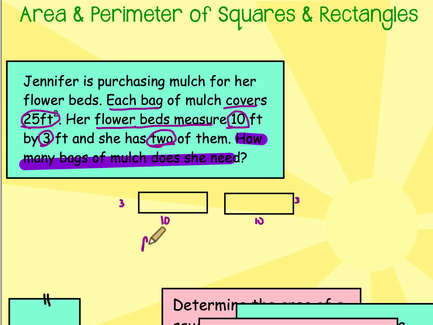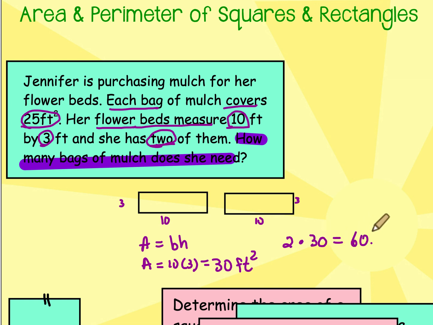So the area of this would be base times height, and that would be 10 times 3, which is 30 square feet. They're exactly the same, so there's 2 of them. So if I do 2 times 30 square feet, I get 60 square feet. Now, that is not the answer, because the question, remember, is how many bags do I need?